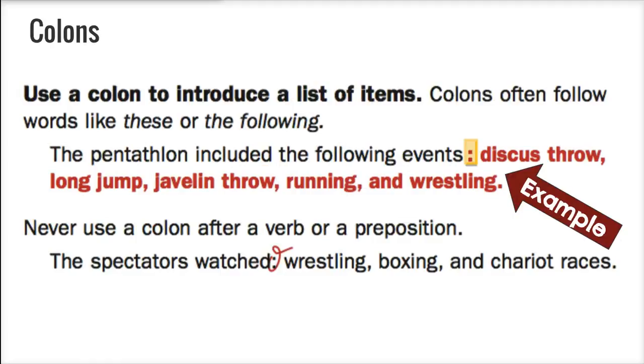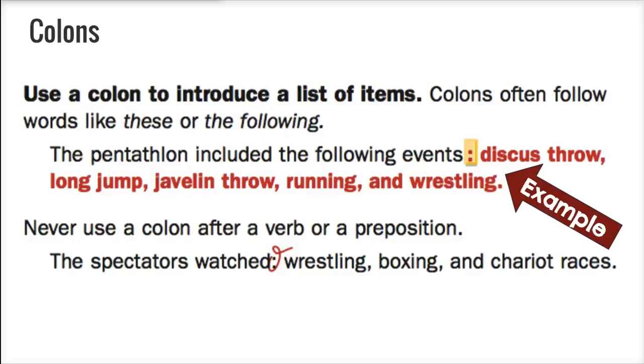Now let's take a look at colons. Use a colon to introduce a list of items. Colons often follow words like these or the following. So the sentence, the pentathlon included the following events. And then it lists the following: discus throw, long jump, javelin throw, running, and wrestling.